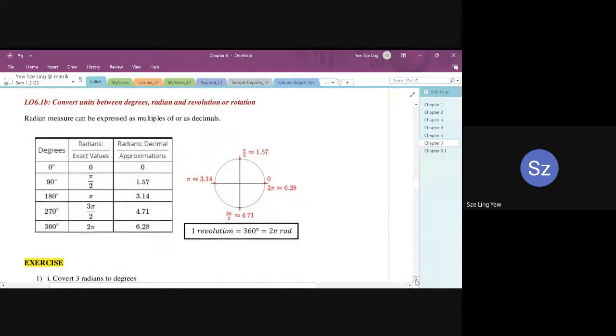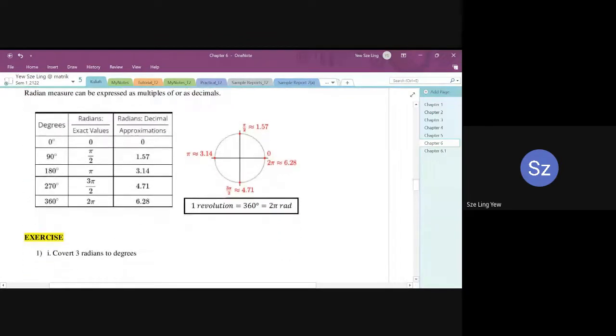Now let's try to do some unit conversions. We are going to convert units between degrees, radians, and also revolutions. Revolutions, sometimes they call it a rotation, sometimes they call it a cycle. So you have 0 degree, which is equal to 0 radian, which is equal to 0. Now you change it into decimal. This one is in terms of pi, and this one is in terms of decimal.